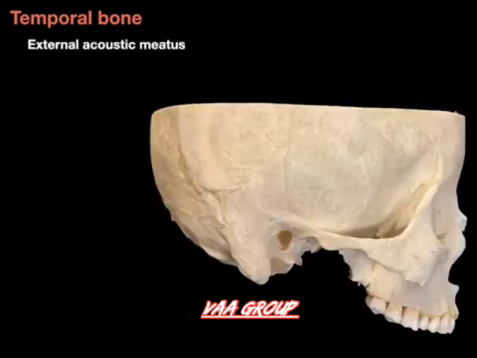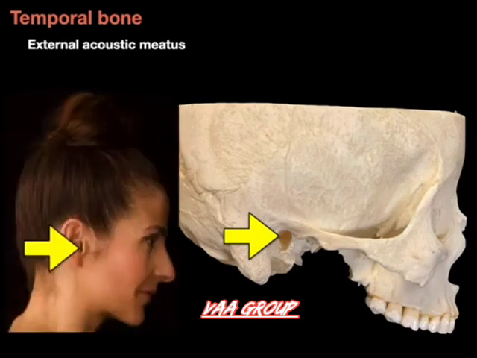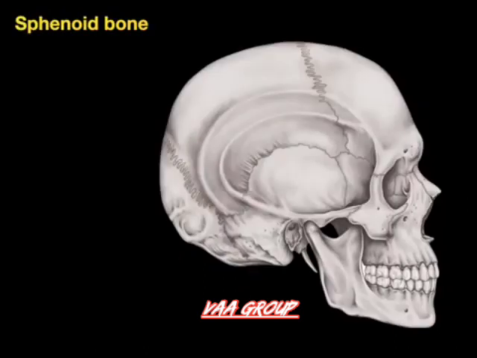Now, the temporal bone is also the external acoustic meatus, which is right here. External for outside, acoustic for hearing, and meatus is a canal. It goes into your eardrum. It's that opening right there. The sphenoid bone is this here. Its form is wedge-shaped on the side of the skull. I'm going to talk more about that later.